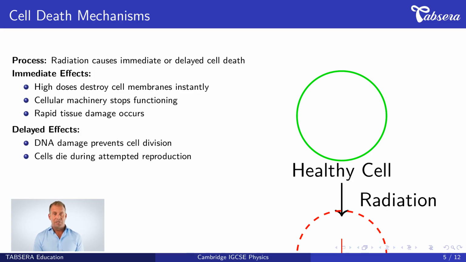The diagram shows this progression. A healthy green cell receives radiation exposure, becomes damaged with broken internal structures shown in red, and finally dies, represented by the black circle. This sequence explains why radiation sickness symptoms may appear hours or days after exposure.